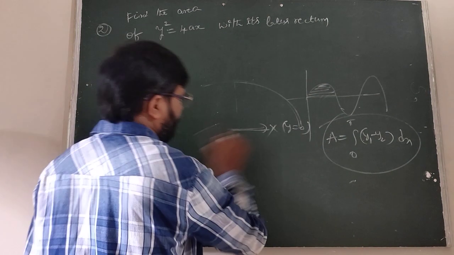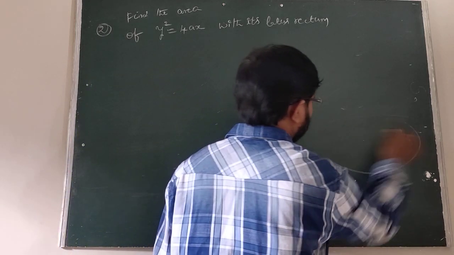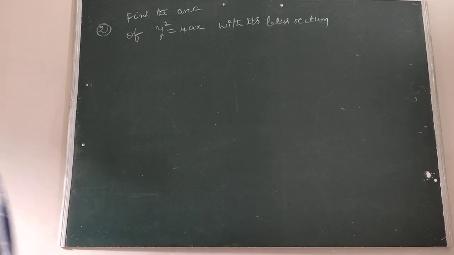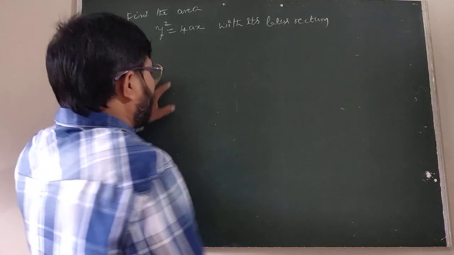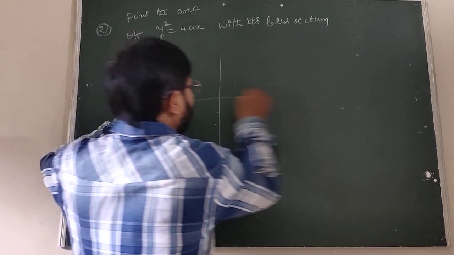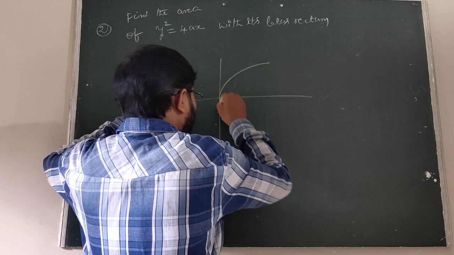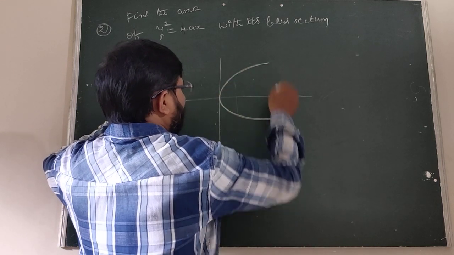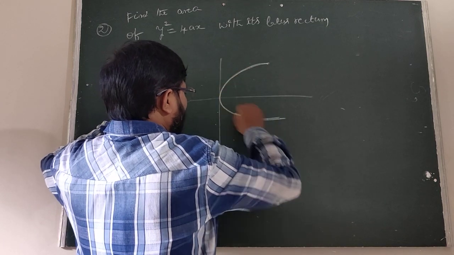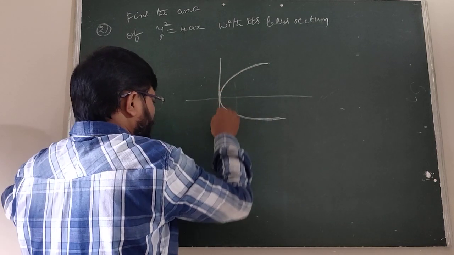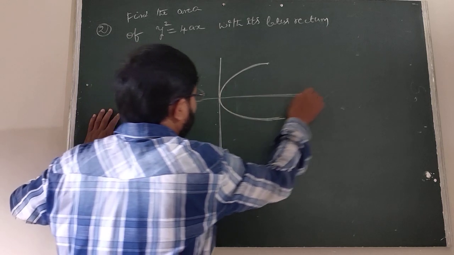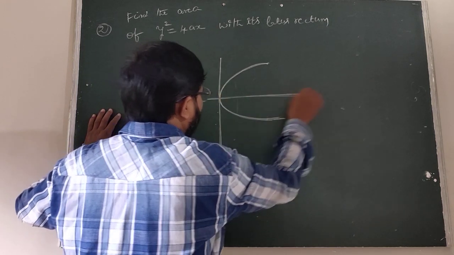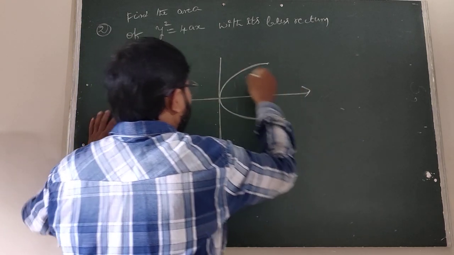So in the parabola, we don't know about parabola yet, just now listen here. The parabola y square equal to 4ax. This is called y square equal to 4ax. All of you listen here. You will learn this in the parabola topic.